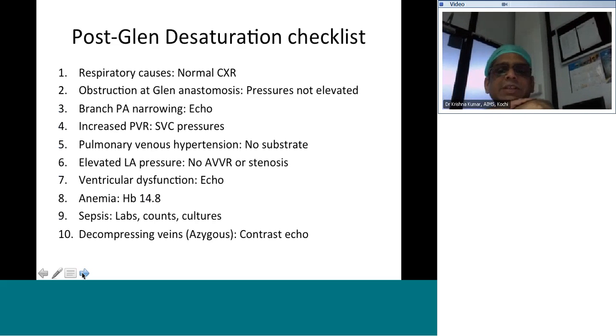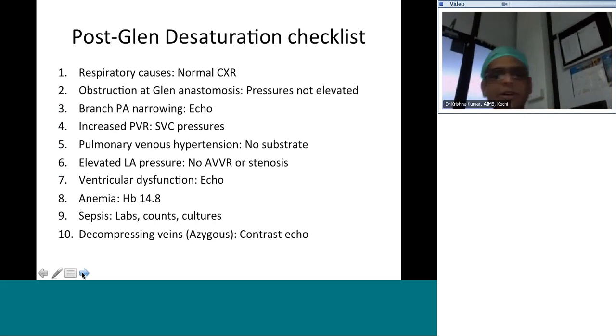So the answer to that is to do a contrast echo. I wanted to ask that as a question, but I've given you the answer. The best way to rule out a venous decompressing collateral is to do a contrast echo. So you have to do, in this particular case, bilateral BDGs, a contrast echo in both the arms, right arm and left arm.